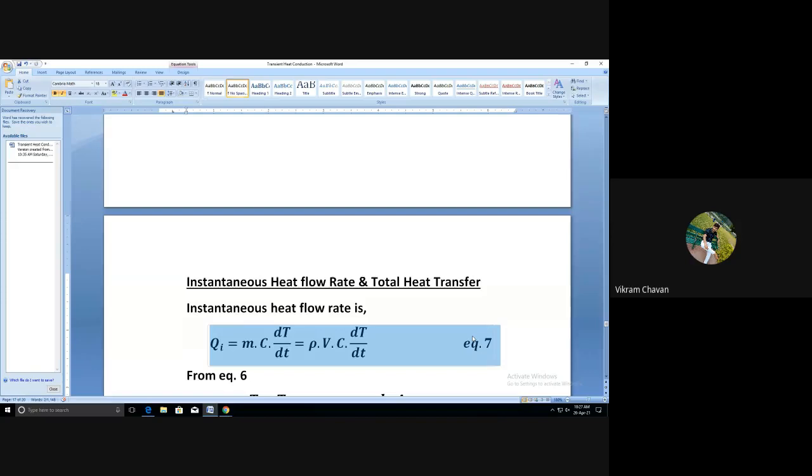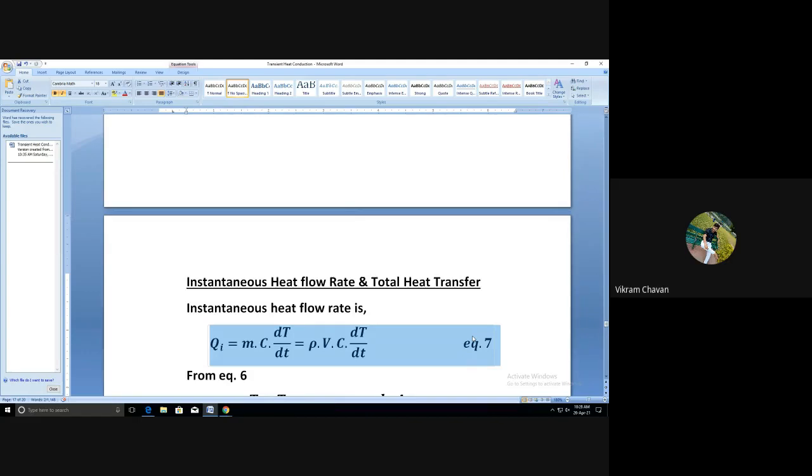Okay, when I expose that particular body to the external surrounding for 20 seconds, and how much heat is transferred during that particular time period from 0 to 20 seconds, so that will be the total heat transfer. Instantaneous means at that particular time period, how much heat is transferred, and total heat transfer means for the total time period, how much heat is transferred. That is nothing but instantaneous and total heat transfer.